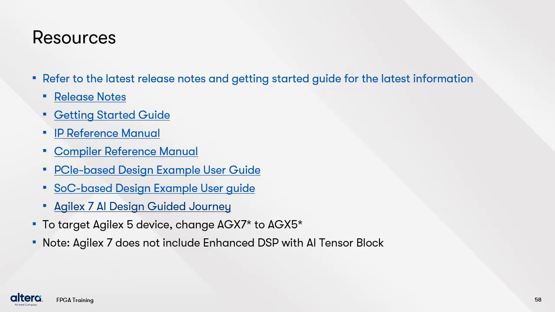Refer to the latest release notes and Getting Started Guide for the latest information. Release notes, Getting Started Guide, IP Reference Manual, Compiler Reference Manual, PCIe-based Design Example User Guide, SoC-based Design Example User Guide, Agilex 7 AI Design Guided Journey. To target Agilex 5 device, change AGX 7 to AGX 5. Note, Agilex 7 does not include enhanced DSP with AI Tensor Block.